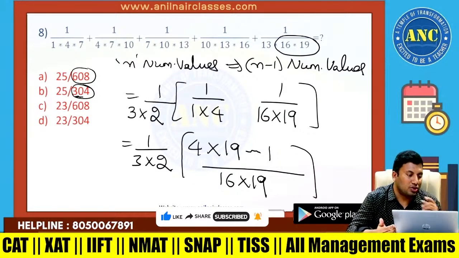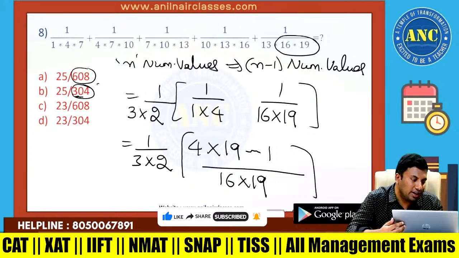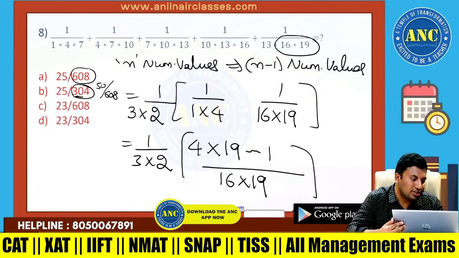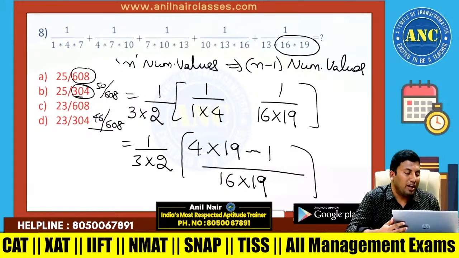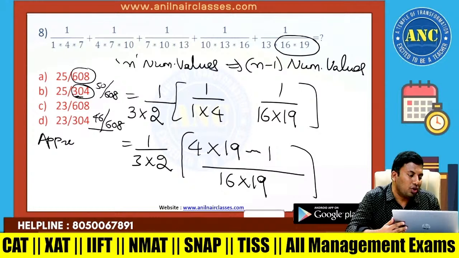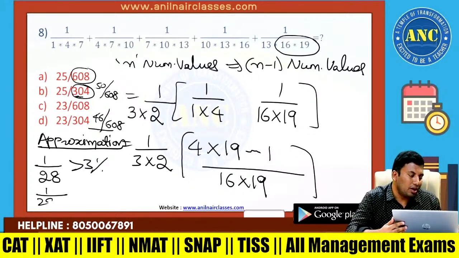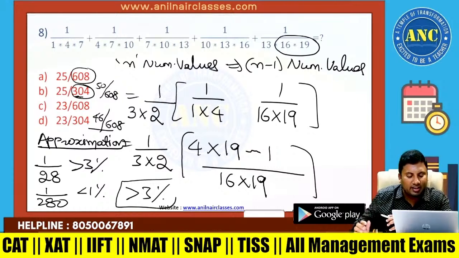Another method, what you can do is 25 by 608, this is nothing but 50 by 608. This is nothing but 46 by 608. That means if I approximate it, 2 options will go away because 2 options are closer to each other. Approximation. 1 by 1 into 4 into 7 is 1 by 28, greater than 3%. 1 by 280 is just less than 1%. So the answer has to be just greater than 3%.